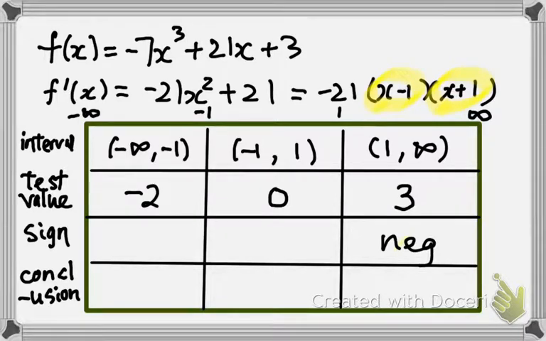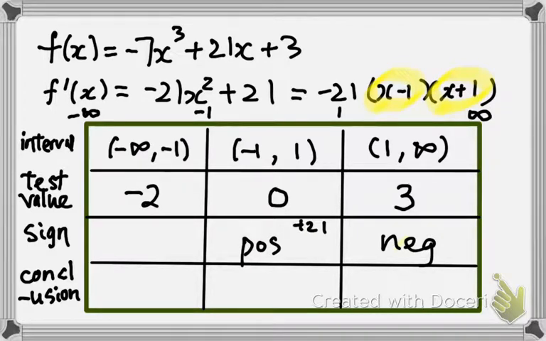Likewise, if I put a 0 inside, I will get again negative 21. 0 minus 1 is negative 1. 0 plus 1 is 1. So this is positive 21, isn't it? So is that positive or negative? Positive. If you're not sure, you're allowed to put a number here. Yeah, you know it's positive 21.